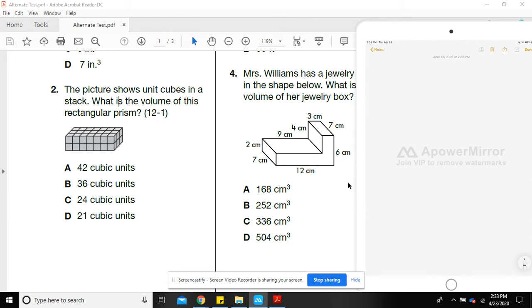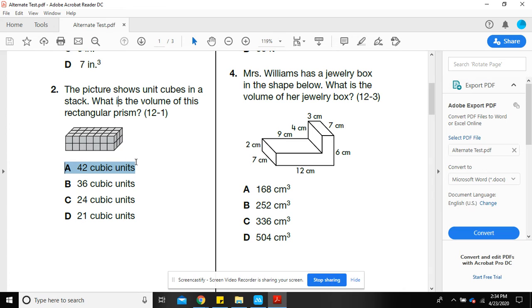I'm going to use my whiteboard over here. We know that 3 times 7 equals 21. So this top layer is the same as this bottom layer. Now we can just take 21 and times that by 2, or we can add 21 plus 21. Either way, we're going to get 42. And because we are working with volume, it is cubic units. So our answer is going to be 42 cubic units, A.